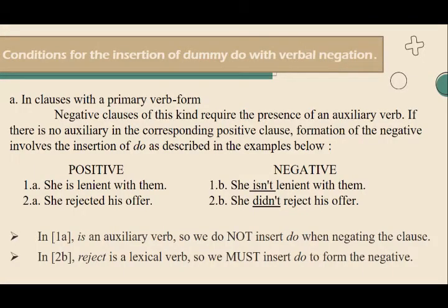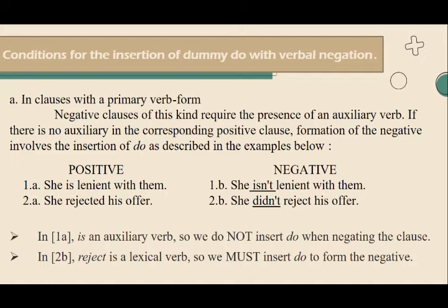Conditions for the insertion of dummy do with verbal negation. So the first one is in clauses with a primary verb form. The negative clauses of this kind require the presence of an auxiliary verb. If there is no auxiliary in the corresponding positive clause, the formation of the negative involves the insertion of do, and it will be described in the examples below.